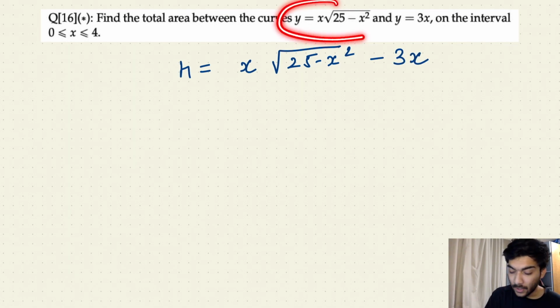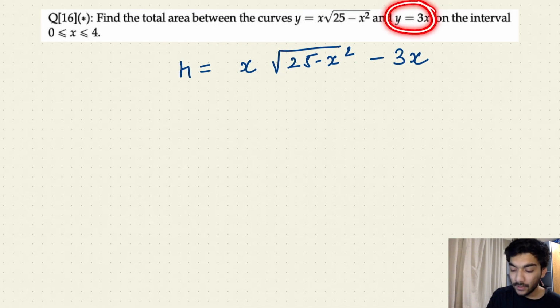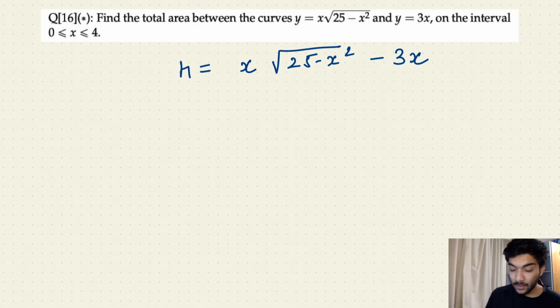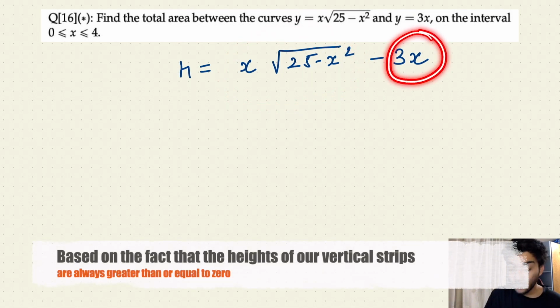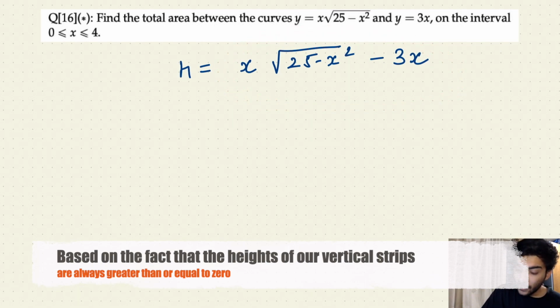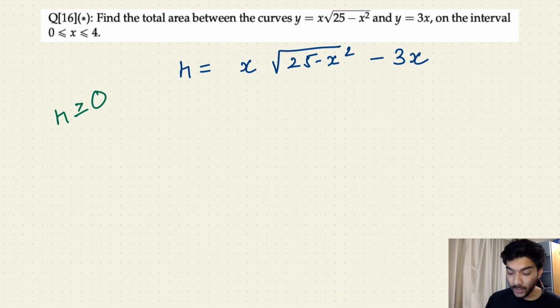So let's assume that our upper y value is this one and the lower y value is this one, and we'll check whether it's true based on the given interval. Also, we know that when we are taking this height, since the upper value should be greater than or equal to the lower value, this height should be greater than or equal to 0 based on our interval given, right? So this is an important point that we have to consider. So now we know that our height has to be greater than 0.